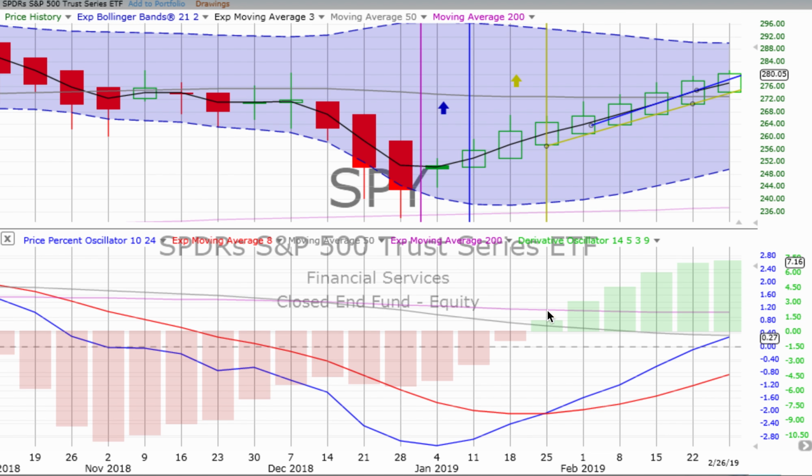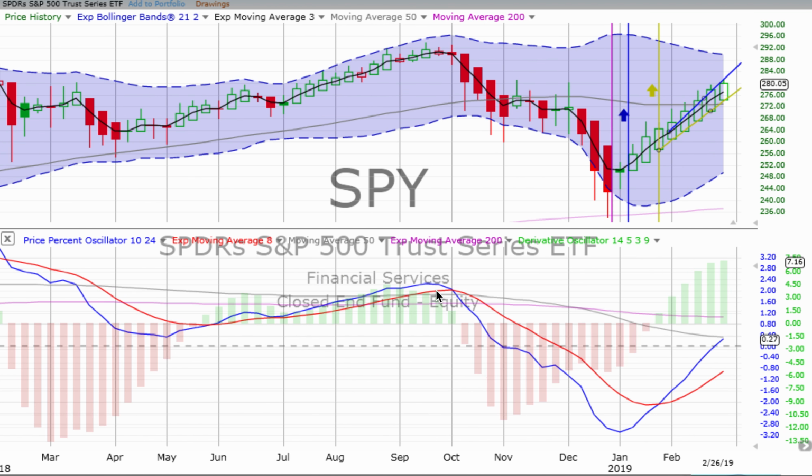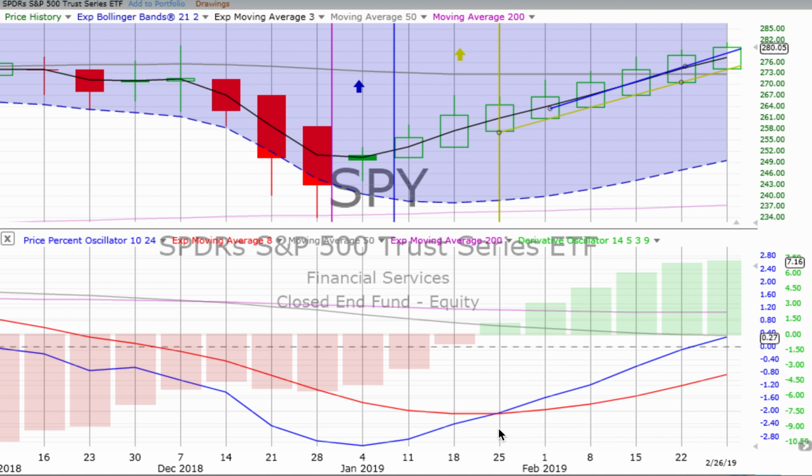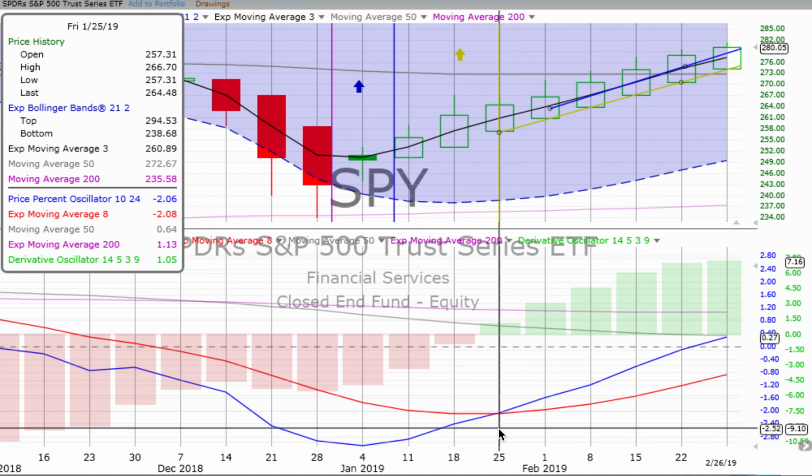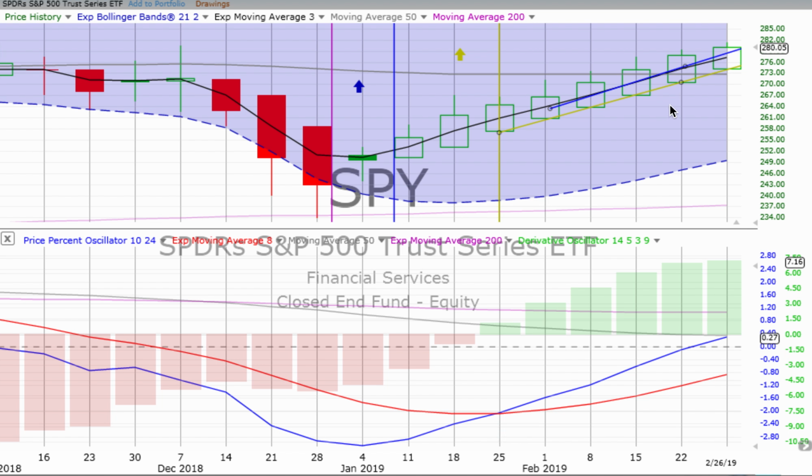We had something called a weekly vertical crossover. That's when the price percent oscillator on our weekly chart crosses over the red signal line. It happens when things are going down in the market and when things are going up in the market. The last one occurred back on the 25th of January, and we are going into the 5th week since then of decent up movement.